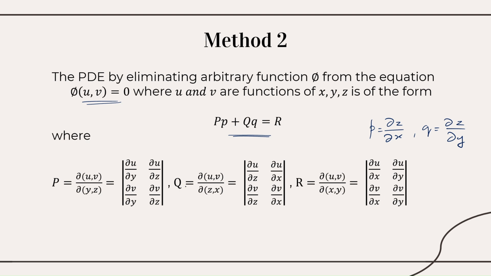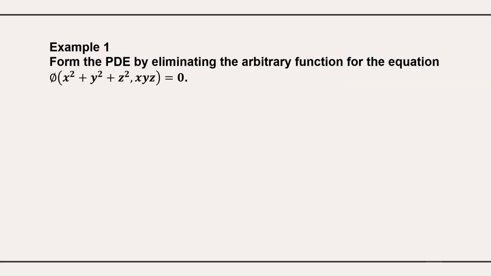That can be obtained simply by substituting in the equation capital P, capital Q and capital R by finding the first order partial derivative of u and v with respect to x, y and z. So now let us move on to an example.